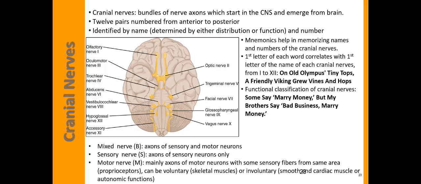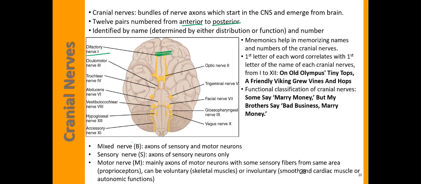Next bit is the cranial nerves. So similar to the spinal nerves emerging from the spinal cord, the cranial nerves emerge from the brain. We've got 12 pairs of cranial nerves. As you can see here, they're numbered from front to back, right? From anterior to posterior. So first one is the olfactory nerve, which is the most anterior. Last one is the 12th nerve, which is the most posterior.